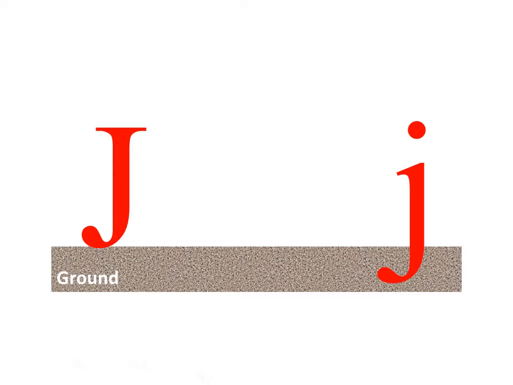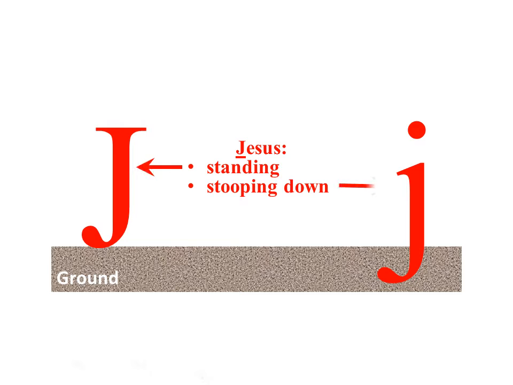In the event in John 8, Jesus stoops down twice. A lowercase j symbolizes him stooping down, and an uppercase J symbolizes him standing. The ground symbolizes man, Adam, since he was formed from it.